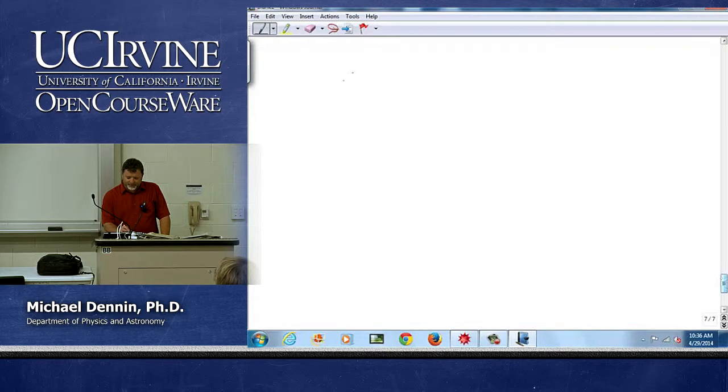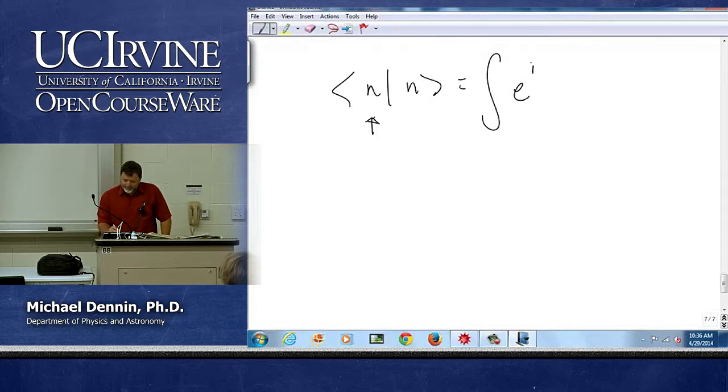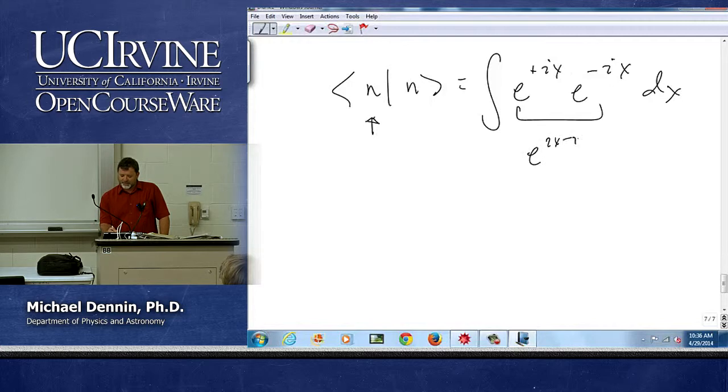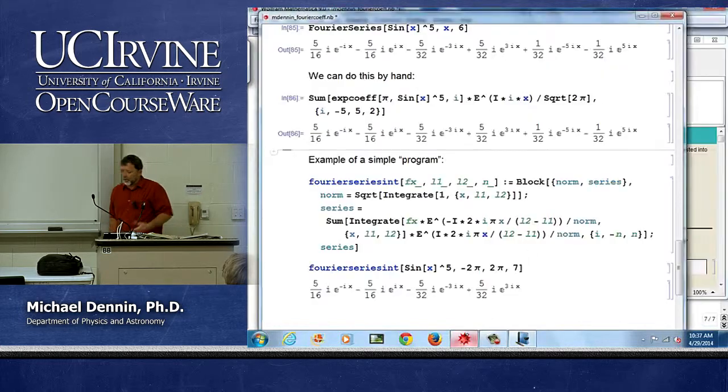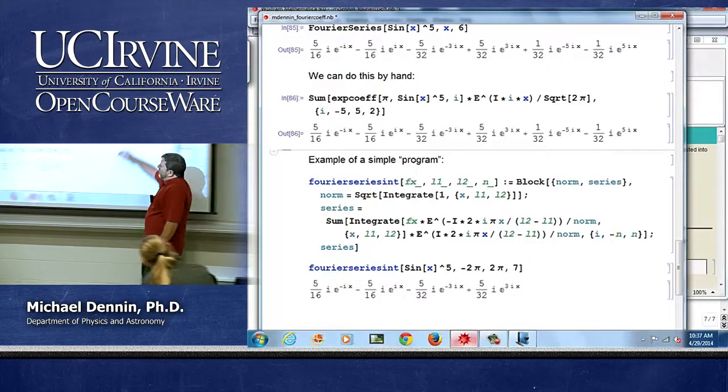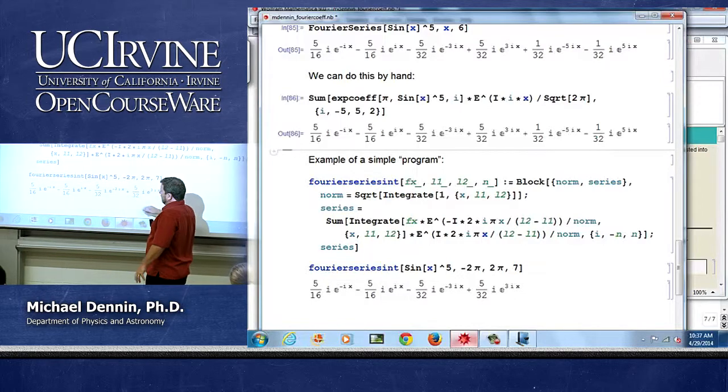So if I want to consider the normalization, there's a complex conjugate, so it's e to the plus ix times e to the minus ix dx. And what is that? 1. E to the 0, right? Plus ix minus ix is e to the ix minus ix, which is e to the 0, which is 1. So that's why I'm normalizing with 1. And then I make my series, and now I can do the sine x.